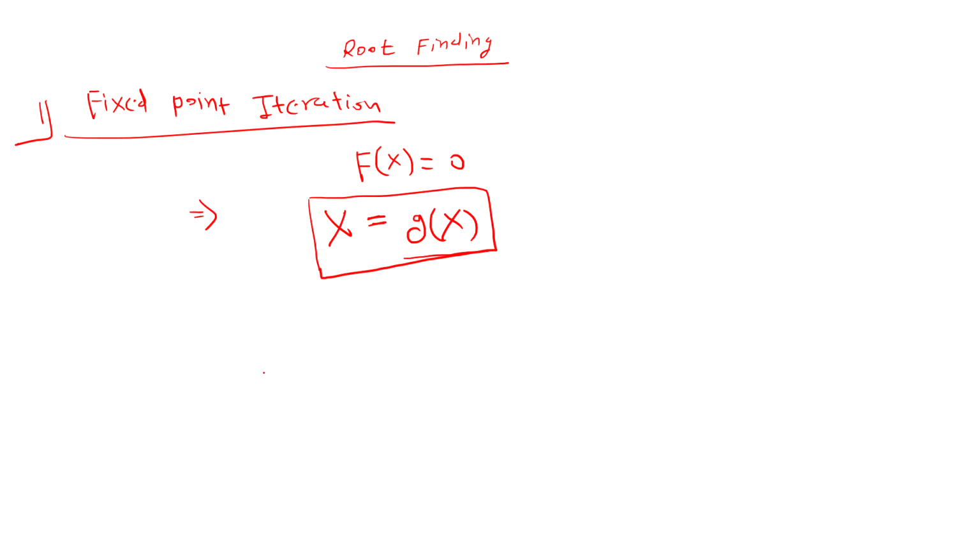That means we will say that the x value at the latest iteration will be equal to the g function value at the old value of x. So this is the iterative formula.